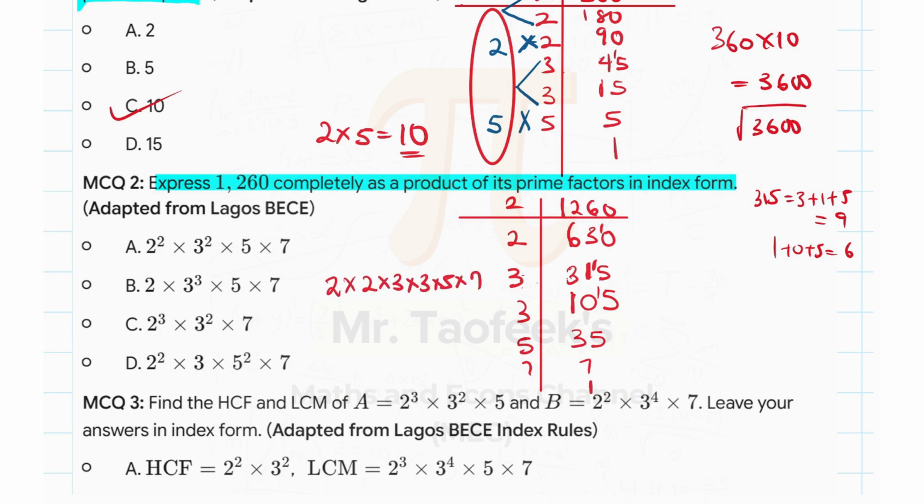Now, writing them in index form just means as a power of something. So how many 2s do we have? 2 times 2, in 2 places. That's going to be 2 to the power of 2. 3 times 3 in how many places? Again, in 2 places, that's going to become times 3 to the power of 2. Then only one 5, and then only one 7. So what option is that? Option A. Okay, that's good.